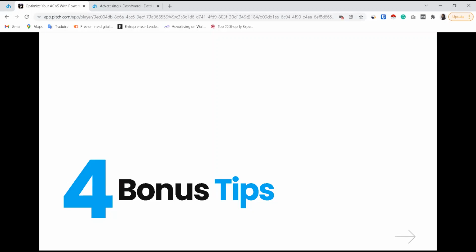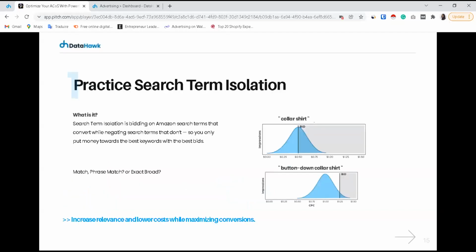Yeah. Okay, with that, we move to the bonus tips. The first one being practice search term isolation. So let's see this. What is search term isolation? At its simplest, search term isolation is bidding on Amazon search terms that convert while negating search terms that don't.